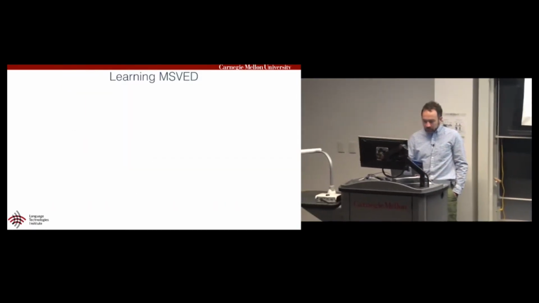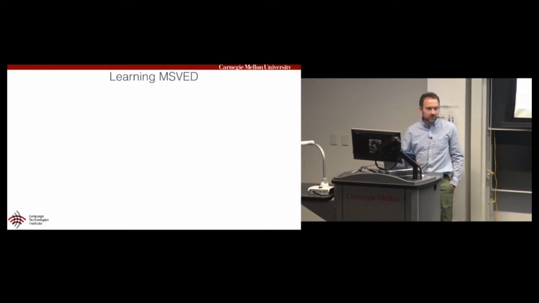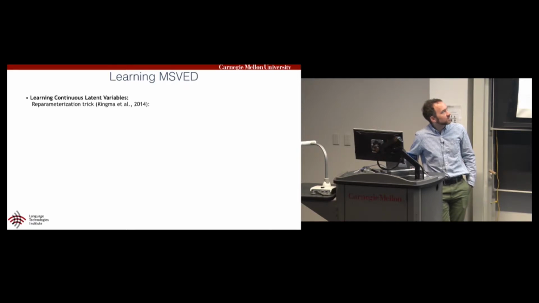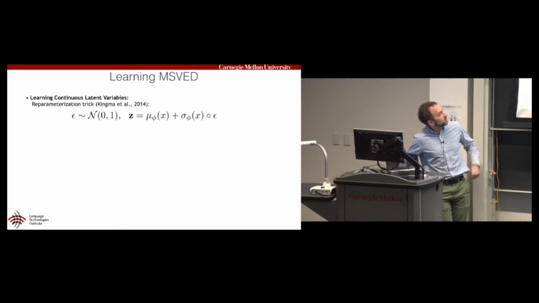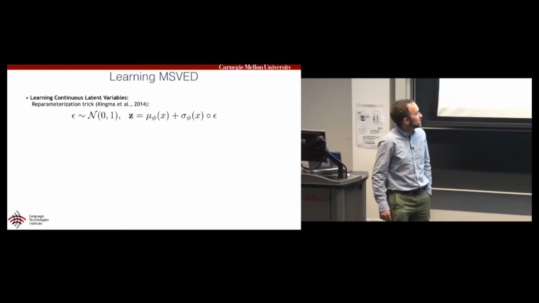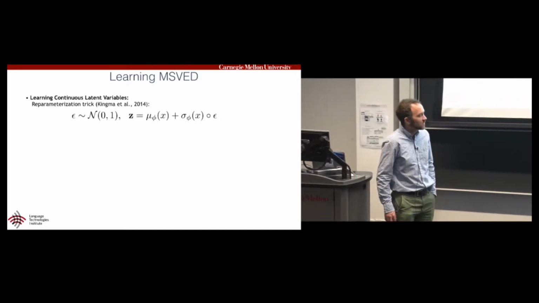So maybe the interesting part, and maybe you have covered this in this class, is how to learn these things. To learn continuous latent variables, you can use the reparameterization trick in variational autoencoders. This you've covered here, maybe?